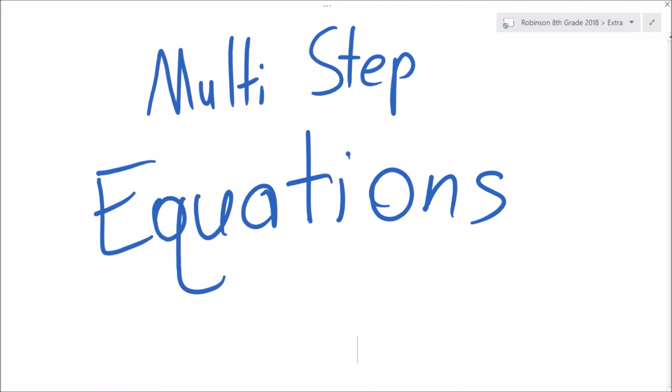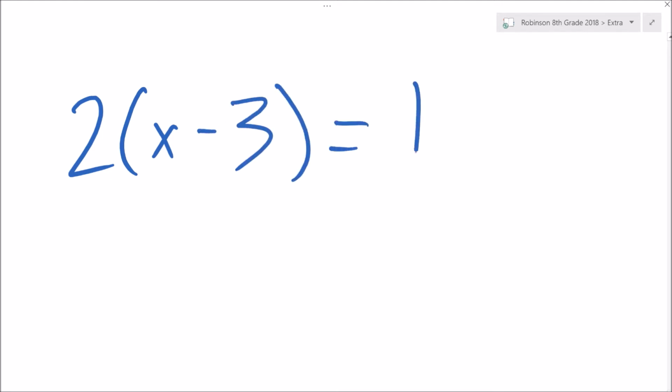Hi there. This time around we are going to review multi-step equations. A multi-step equation is where we just have extra things to do beyond our two steps. A lot of the time we are going to see this in something where we have to combine like terms before solving or distribute before solving. So we're going to do one of each of those.